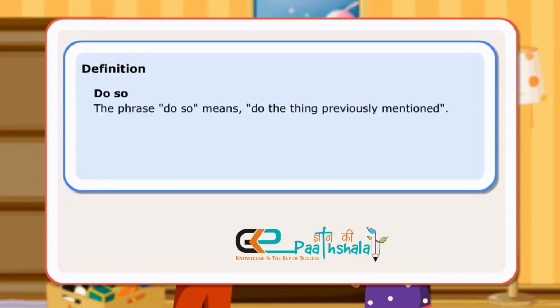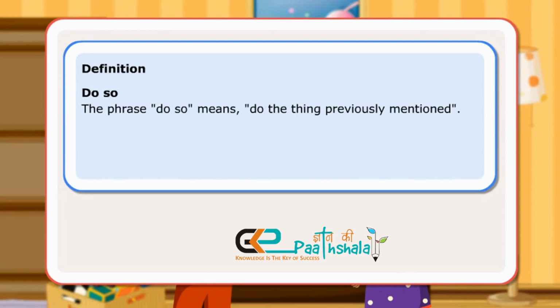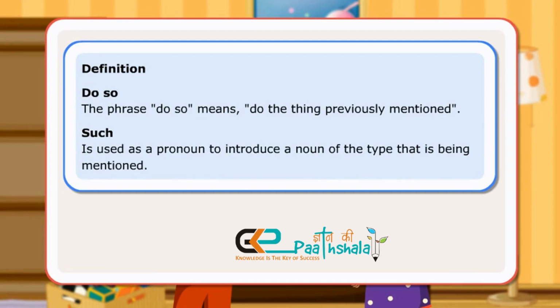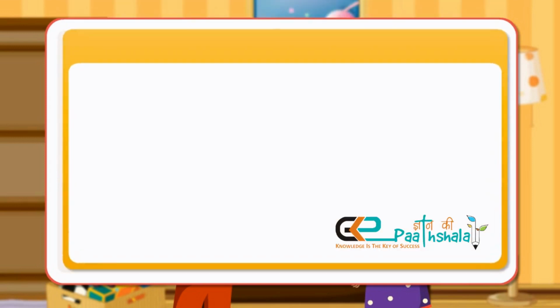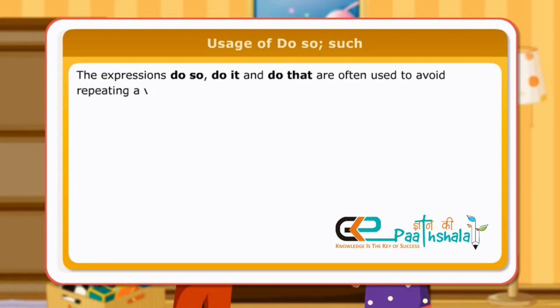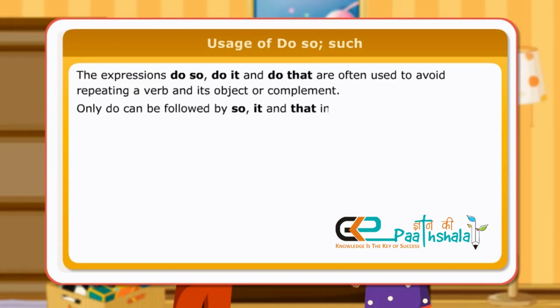Definition: do so. The phrase do so means do the thing previously mentioned. Such is used as a pronoun to introduce a noun of the type that is being mentioned. Usage of do so, such. The expressions do so, do it, and do that are often used to avoid repeating a verb and its object or complement. Only do can be followed by so, it, and that in this way. We do not use these words after other auxiliary verbs.